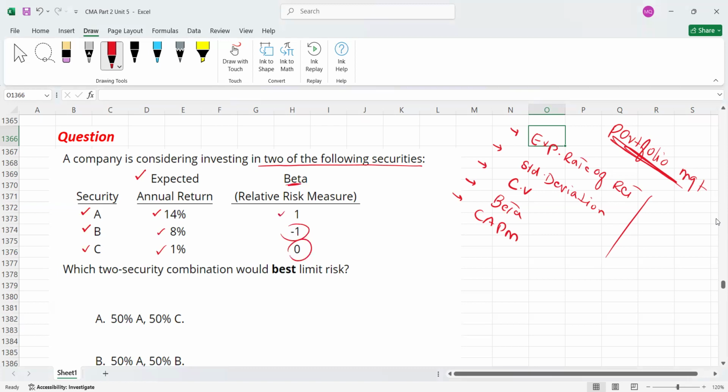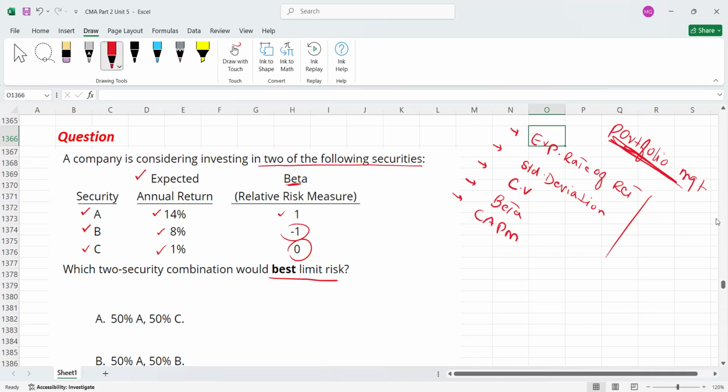So now, guys, we are discussing which two-security combination would best limit the risk. Let me give you a simple example. I told you about portfolio last time. A portfolio is simply a combination of different investments. For example, if you have money, you may invest into the stock of company A and into the stock of company B as well. You can also invest into the stock of company C. Maybe these companies belong to different industries. For example, company A is from the textile industry, company B maybe from the chemical industry.